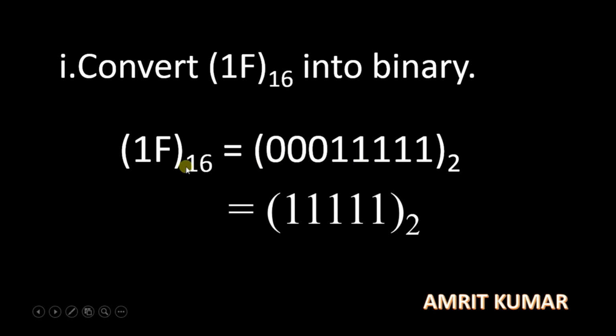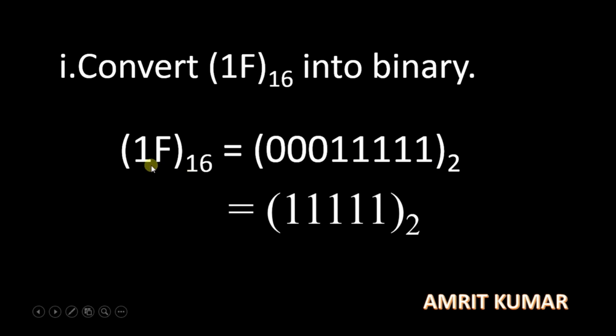And we know that the value of F is 15. Therefore, 2 to the power 0 multiplied by 1 is 1. 2 to the power 1 multiplied by 1 is 2. 2 to the power 2 multiplied by 1 is 4. 2 to the power 3 multiplied by 1 is 8. So 8 plus 4 plus 2 plus 1 is 15. So these 4 bits represent the value of F, which is 15, and its binary is 1 1 1 1.